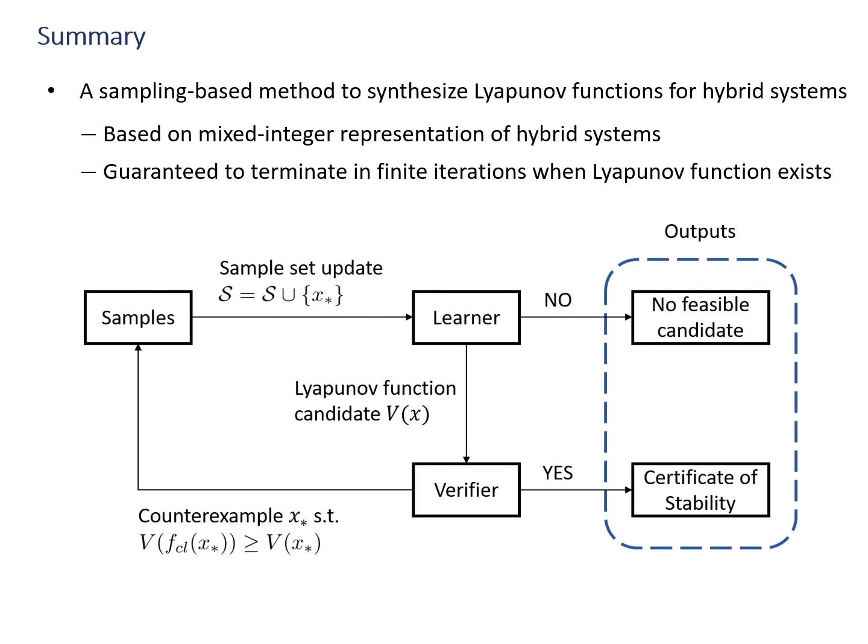In summary, we proposed a sampling-based method to find the Lyapunov functions for hybrid systems that admit a mixed integer representation. We briefly mentioned that a wide class of hybrid systems admit such a mixed integer representation. Our method is guaranteed to terminate in a finite number of iterations under mild assumptions.